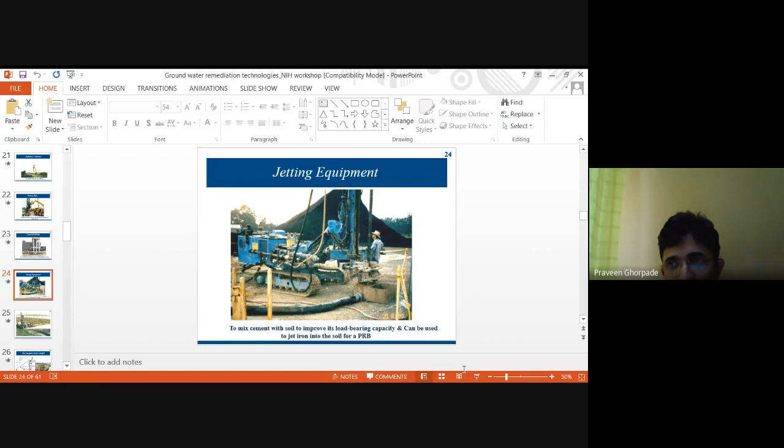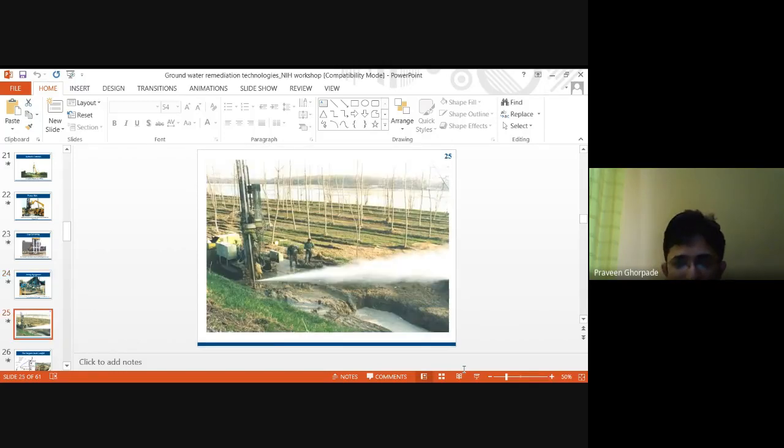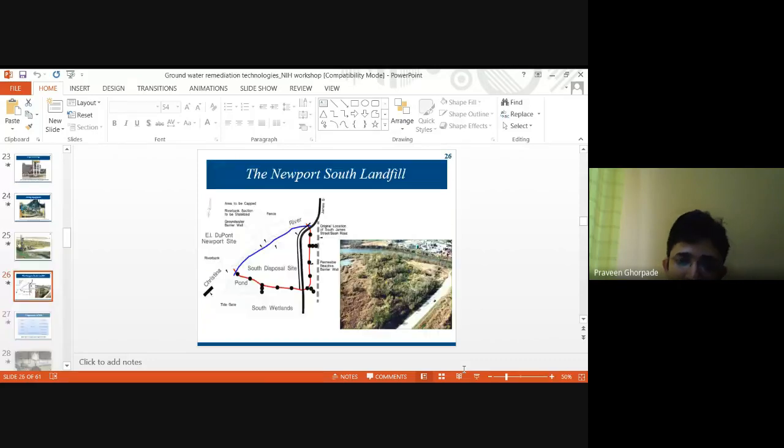So they make a slurry of the cement, and they grout it inside the groundwater, and there the cement will go and sit on the pollutants which are adhered to the soil particles, and that will start treating that particular thing. You need a good jetting equipment. You can see this is a jet which is used to put in cement along with the cement slurry inside the ground. So this is how it is used.